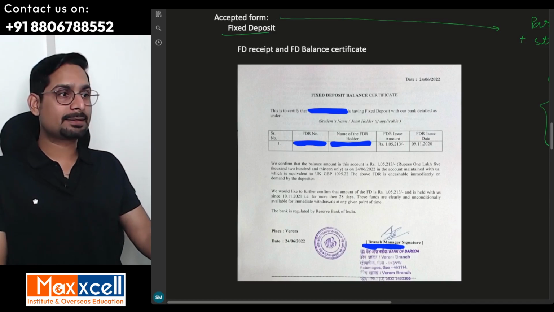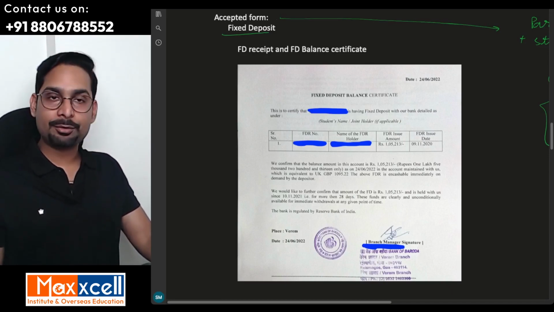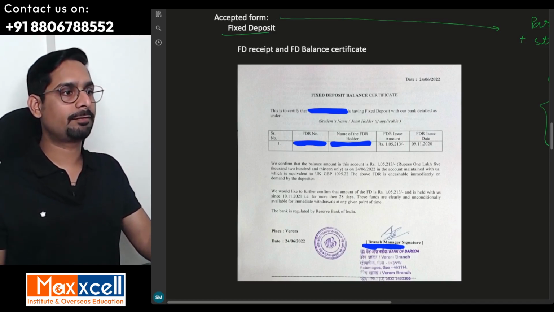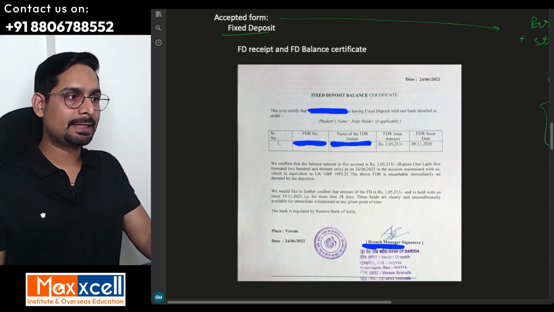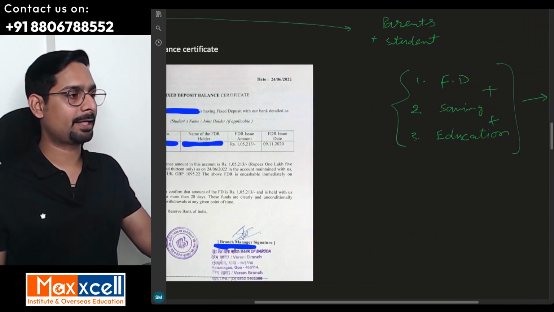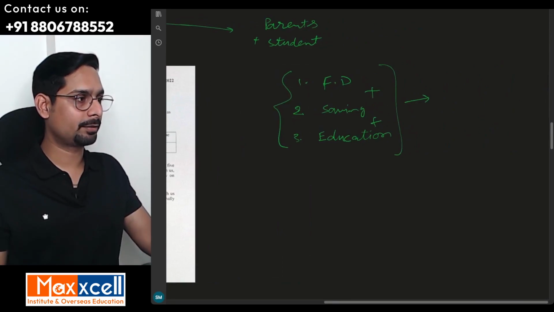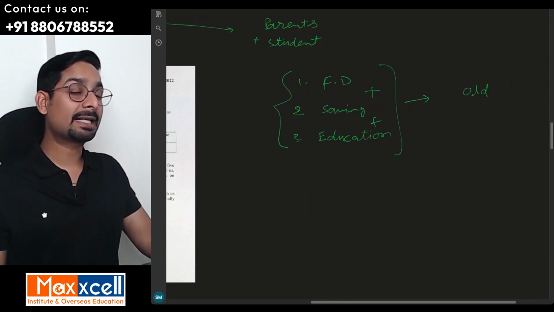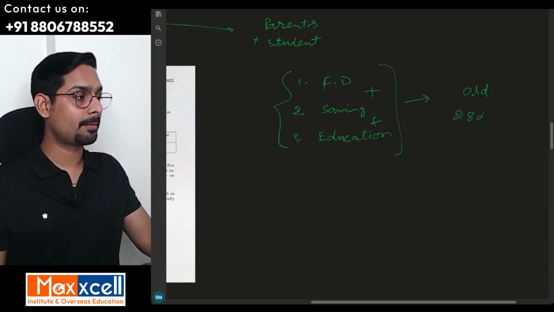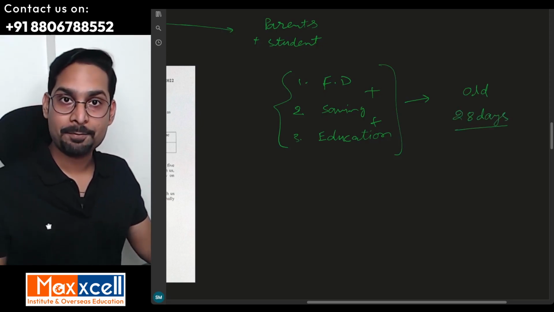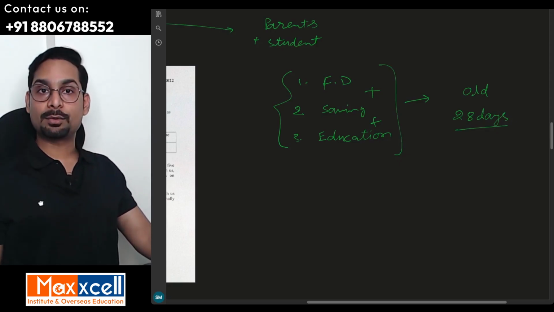All right. So let's start. Let's see if you are showing in a fixed deposit. So for fixed deposit, these funds which you are showing has to be old fund. Okay. Now what is old fund? It has to be at least 28 days old kept in your account.